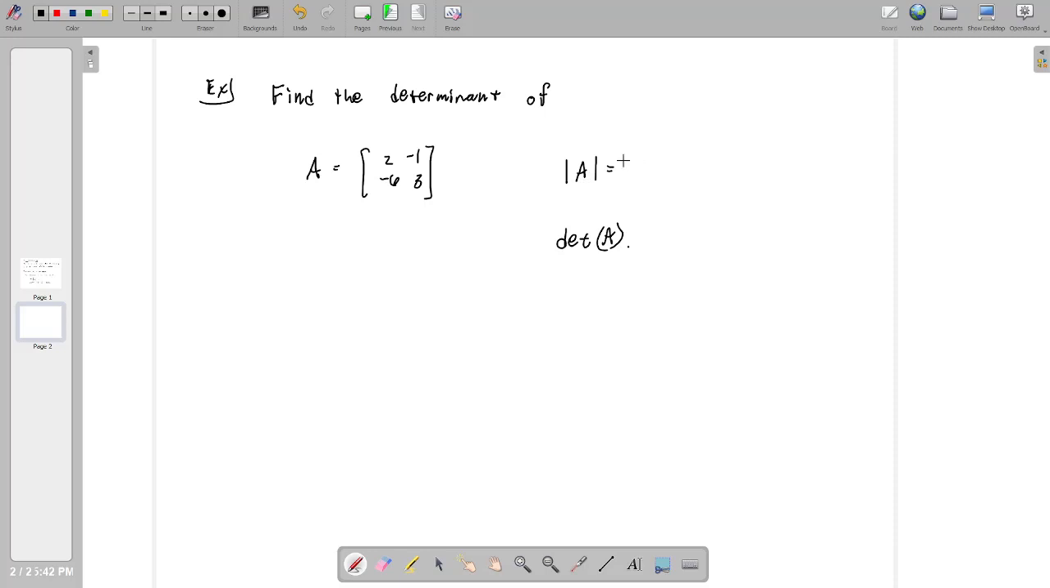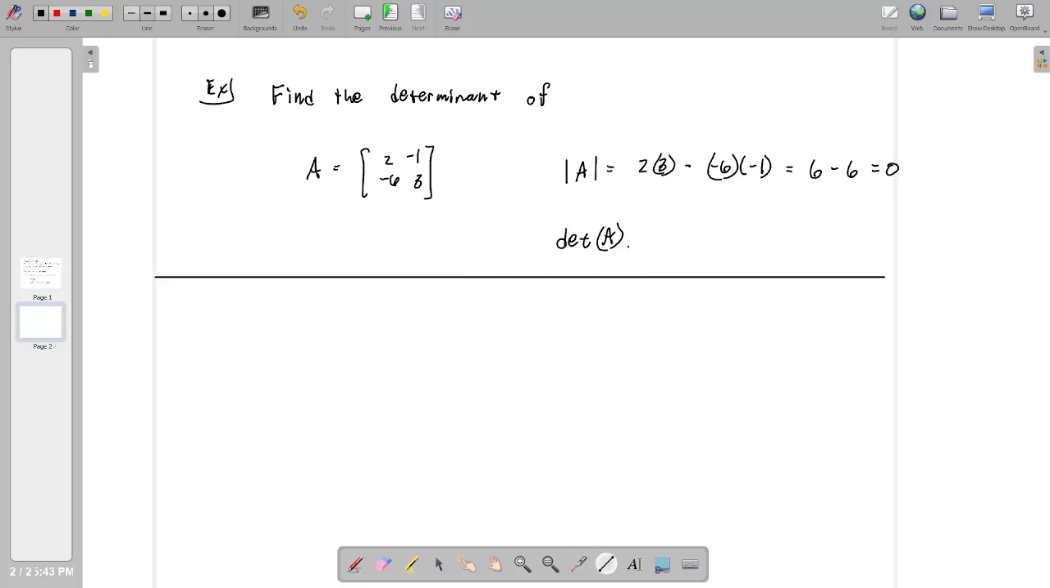So the determinant of A is going to be our entry A11 times entry A22, subtract entry A21 times entry A12. So we do 2 times 3 minus -6 times -1. So we have 6 minus 6, which is 0. So the determinant of matrix A is 0. Now this is significant, and we'll learn about this in a bit here. But first, let's go ahead and get into the determinant of an n by n matrix.